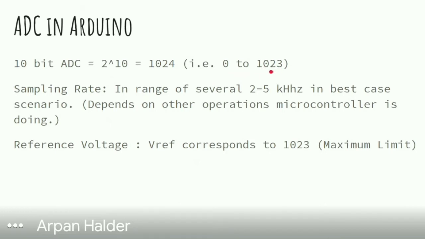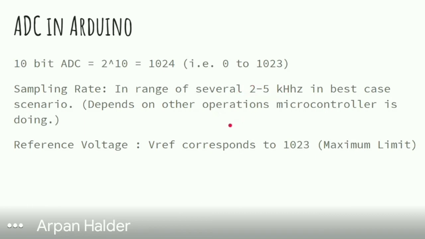Now, in that particular range, the sampling rate for Arduino Uno is around the kilohertz range, but that highly depends on what clocking frequency I have kept for the processor we are using, and if the microcontroller is doing multiple things at a time, then even this sampling frequency will fail.